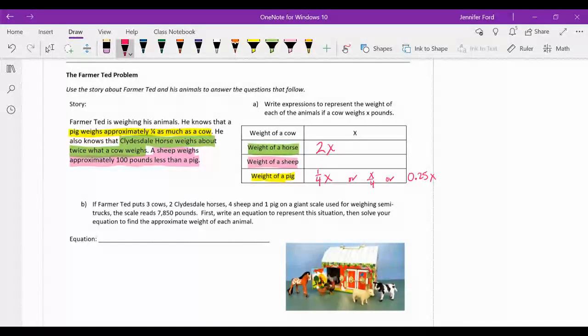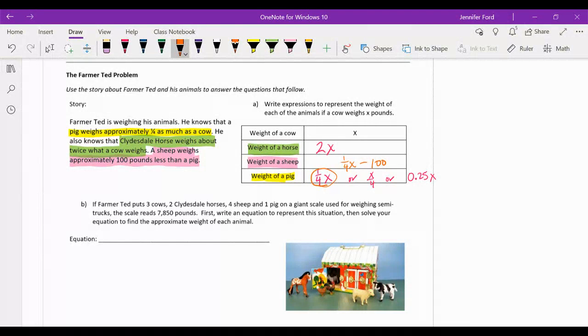And a sheep weighs approximately 100 pounds less than a pig. Because this is the one that I wrote first, that's the one I'm going to use in my expression for the weight of a sheep. 100 pounds less than a pig. A pig weighs 1/4 X. And then I would take 100 pounds away from that amount to figure out the weight of the sheep. All right. Go ahead and write your equation, and then try and solve it. And then come on back and we'll talk about what makes sense.